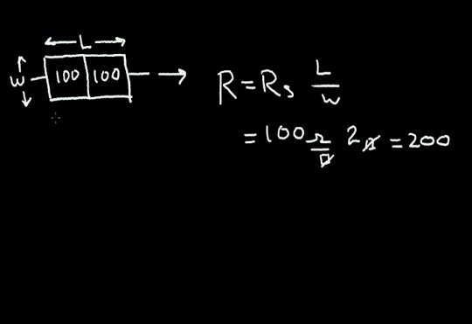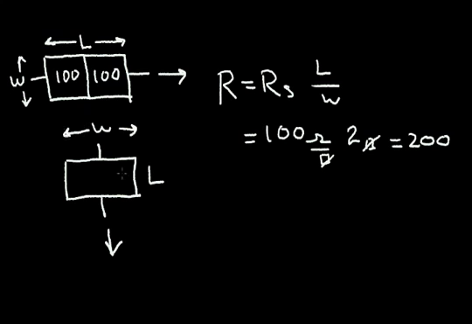Let's take the same resistor, the same shape, and let's put the terminals at this end instead, so that the current will flow in this direction. So now this becomes the length, and the width is this dimension. So what is the resistance of this material? It's the same shape, but the current is just flowing in the opposite way.